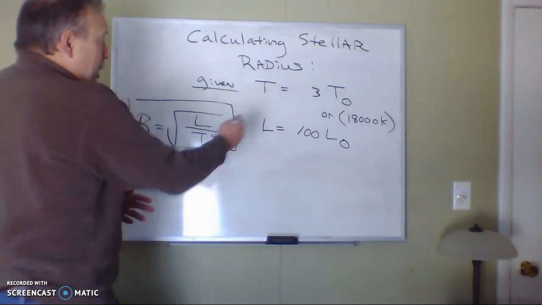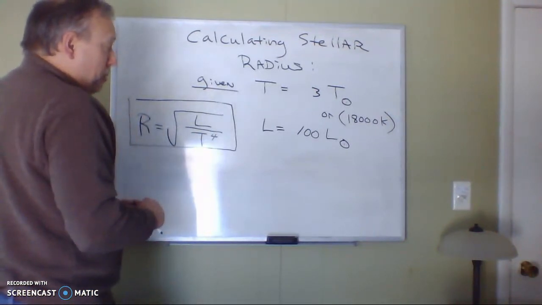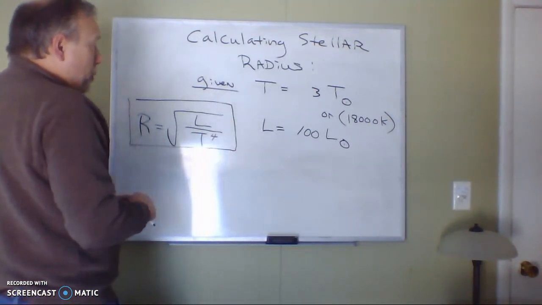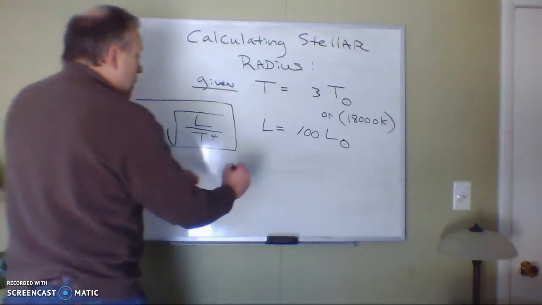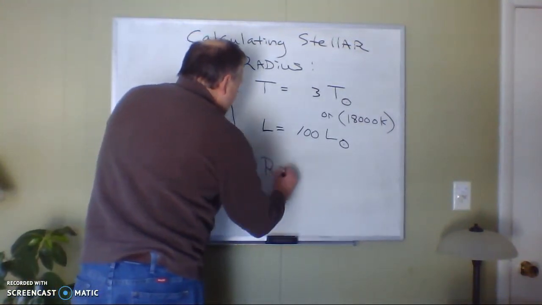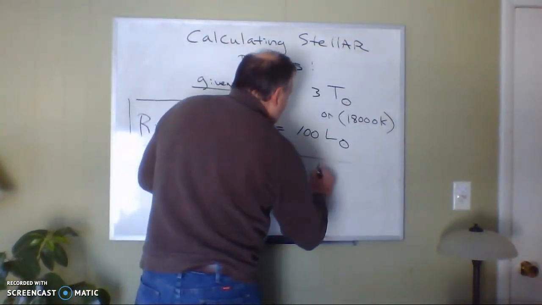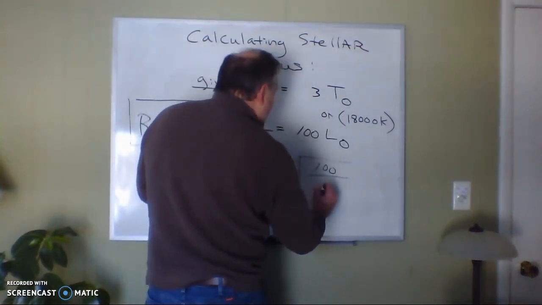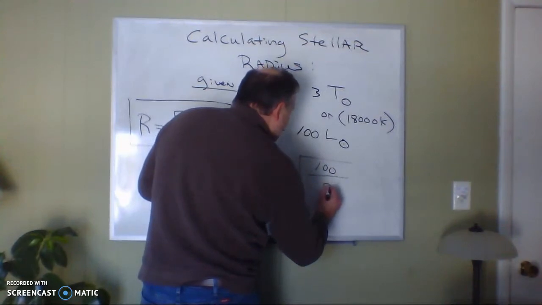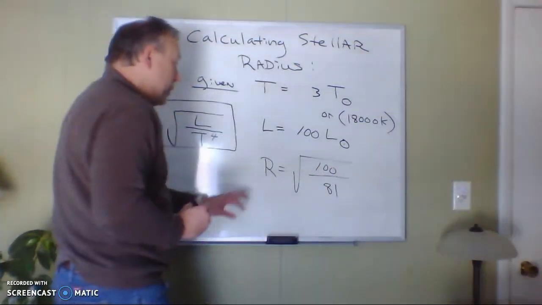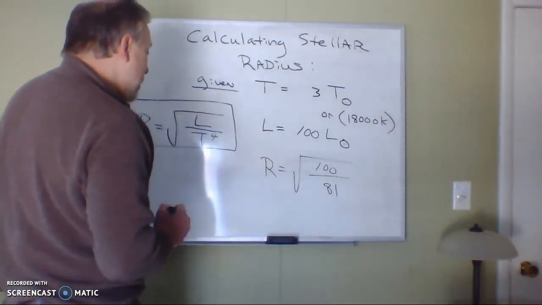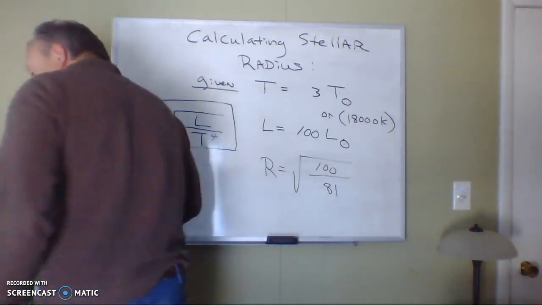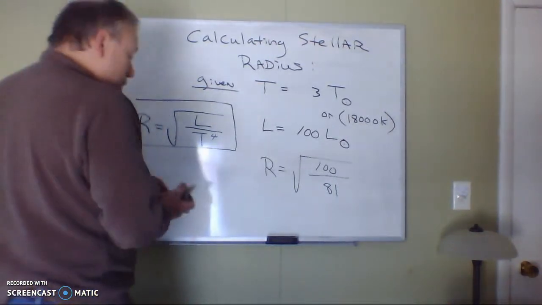And luminosity is about 100 suns. So we need to solve then for R, put the values in the formula, square root of 100 over 3 to the fourth power, which happens to be 81. Simplify it a little bit. So then we need to go ahead and do the arithmetic on that.